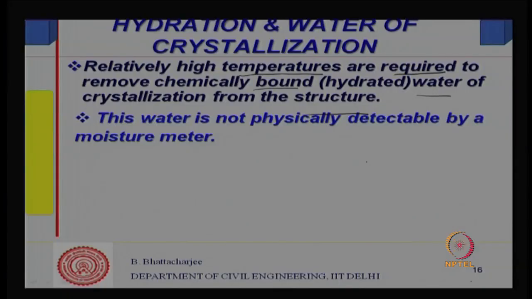This water is also not physically detectable by a moisture meter. That means you just can't measure it, simply because it is a part of the solid system. If you put a moisture meter, like electrical conductivity etc., it is not readily detectable by any kind of moisture meter. It will not evaporate. If you heat to 100 degrees centigrade, it will not evaporate, because it is much more strongly bound than the free water.